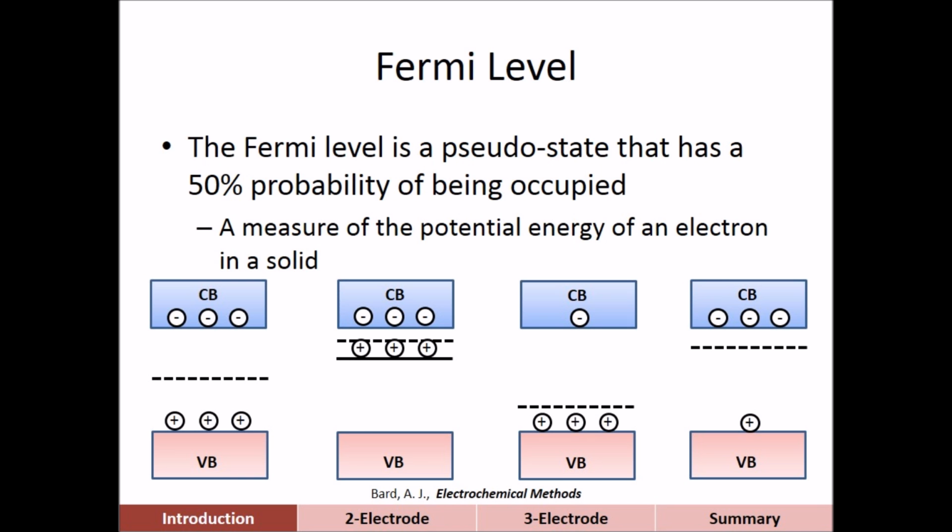So in the examples below, we see that as we increase the relative populations of electrons in the conduction band, we can move our Fermi level higher, closer towards the conduction band. If we have more holes in the valence band, we move the Fermi level lower or more positive, closer to the valence band.